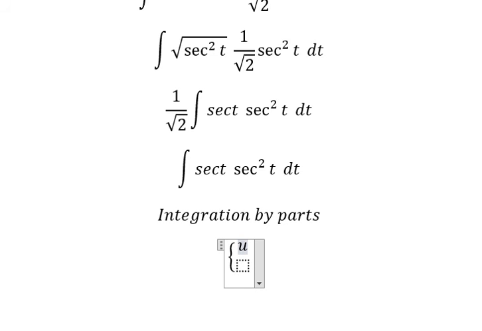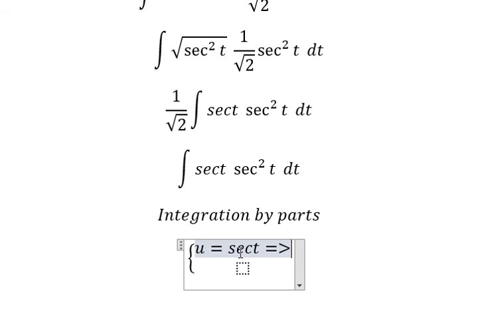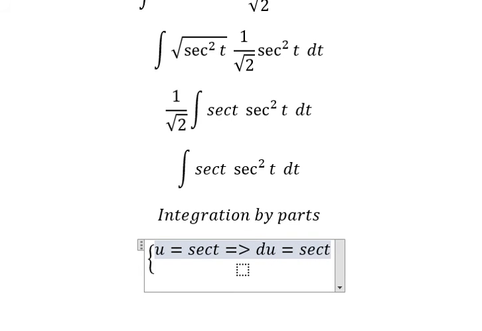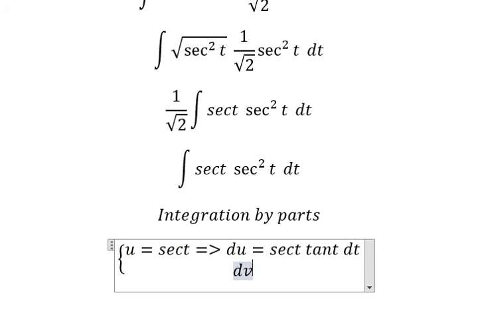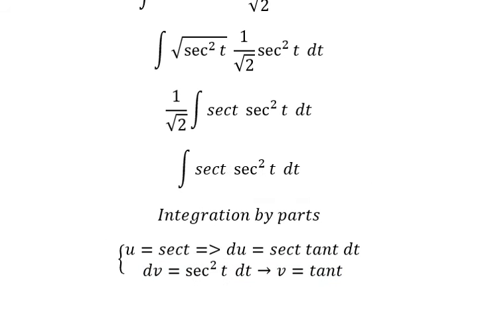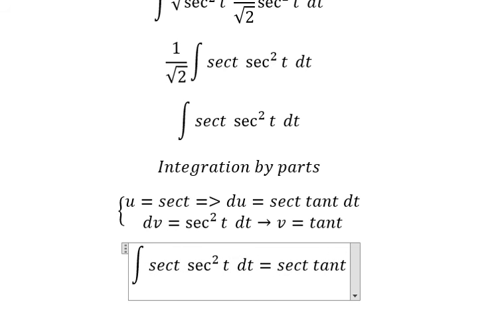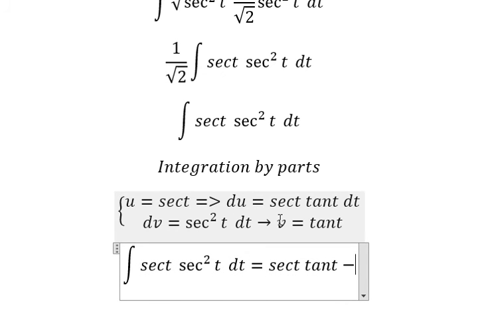So we put u equals secant of t. If we first do the derivative, you get du equals secant of t tan t dt. dv we have secant of t squared dt. So the integration of this one, you get v equals tan t. So we have u multiplied by v minus integral of v du.